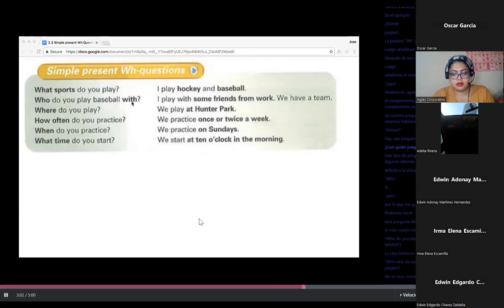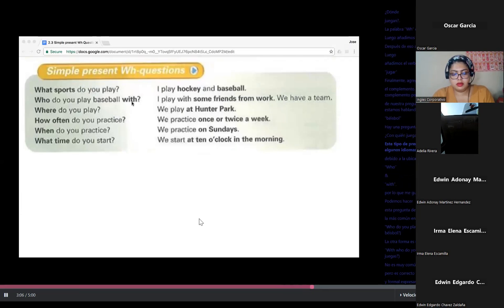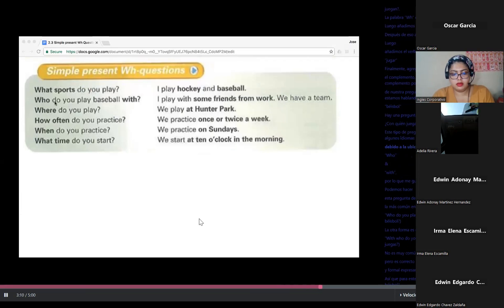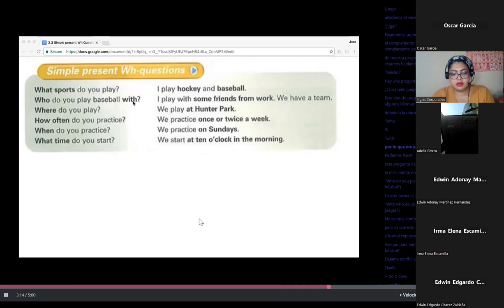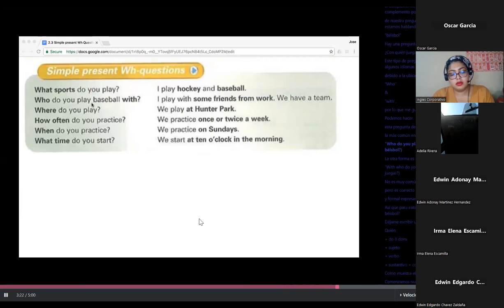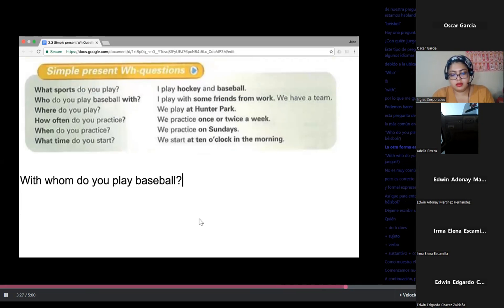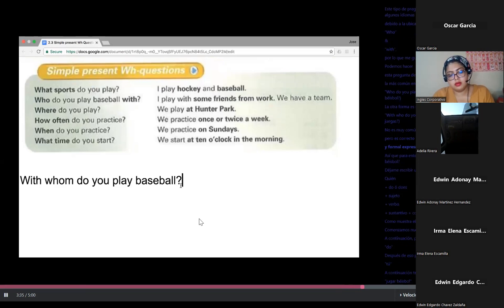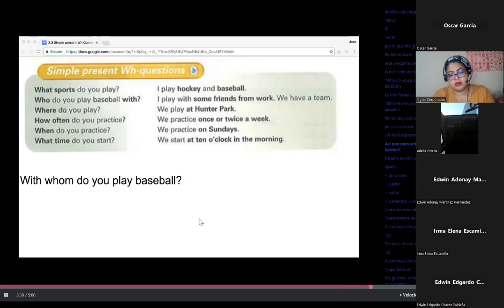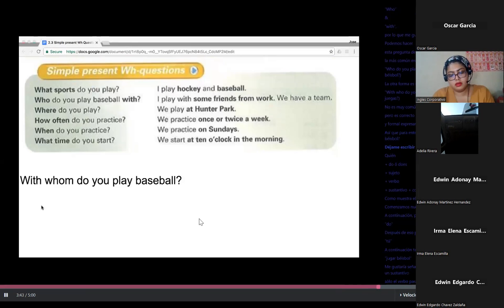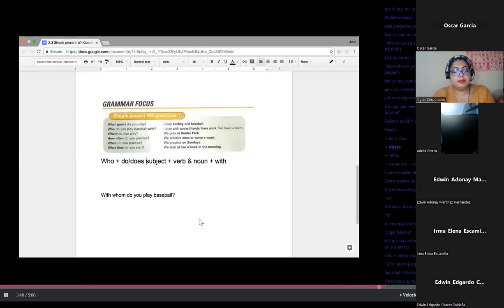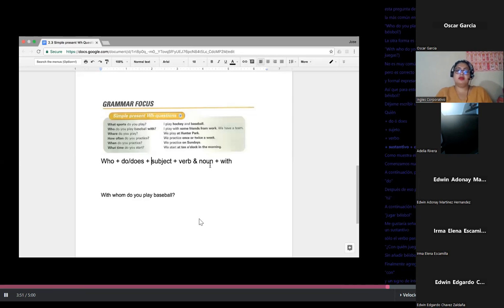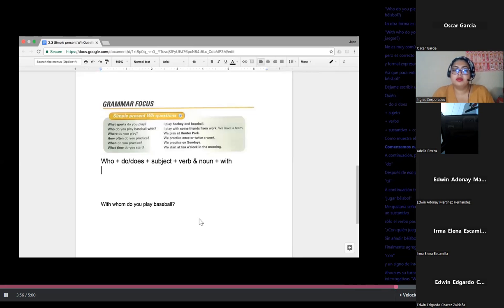There's one particular question that I would like to point out. Who do you play baseball with? This type of question may sound a little strange in some languages because of the location of the words who and with. So I would like to explain the following. We can ask this question in two ways. The most common in American English is, who do you play baseball with? The other way is by saying, with whom do you play baseball? It's not very common, but it's correct and formal to express yourself like this. So, to understand the question, who do you play baseball with, let me write a quick formula. Who plus do or does plus subject plus the verb plus noun plus with. As the example shows, we start our question with who. Next, we put an auxiliary verb, do.